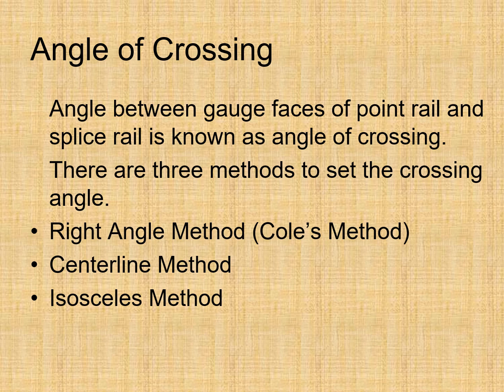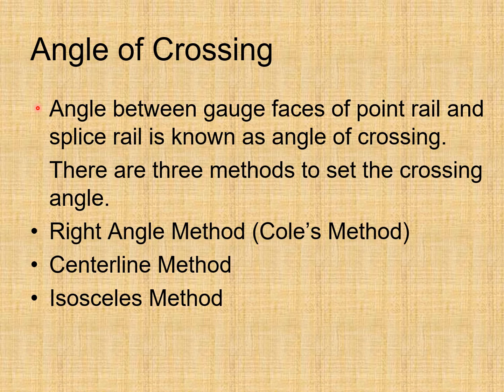Okay, now we are going to focus on various topics like angle of crossing, various types of turnout, stations and yards. So first look at the angle of crossing. The angle between the gauge faces of the point rail and splice rail is known as the angle of crossing.